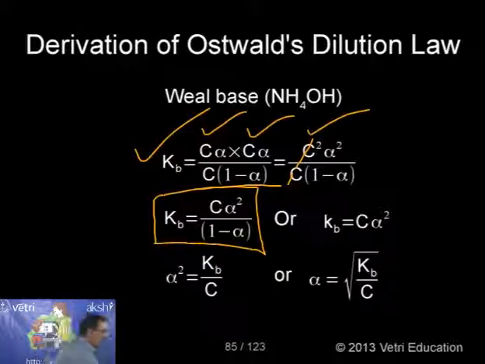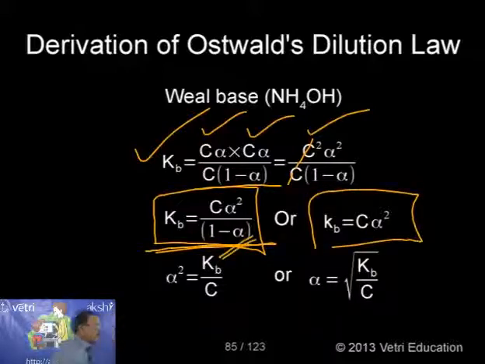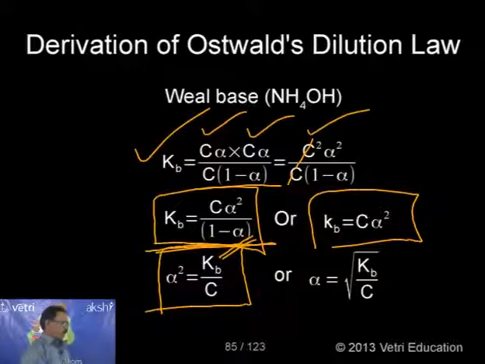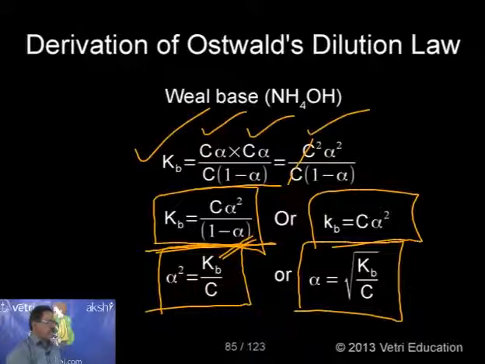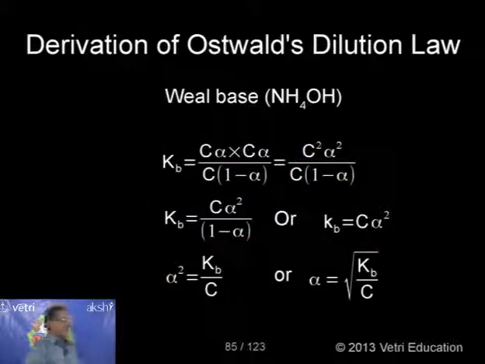As usual, you can use this equation in general. For approximation, you can use the simpler form because alpha is a very, very small, negligible quantity. So 1 minus alpha is nothing but 1, and you can write Kb equal to C alpha squared. From this, as usual, we get alpha squared equal to Kb divided by C, or alpha equal to the square root of Kb by C. So what is the main difference? In the case of an acid, alpha is equal to the square root of Ka by C. In the case of a weak base, alpha is equal to the square root of Kb by C. That's the only difference. These are the two interesting equations, and we can get a number of pieces of information from them. So let's go to the next.